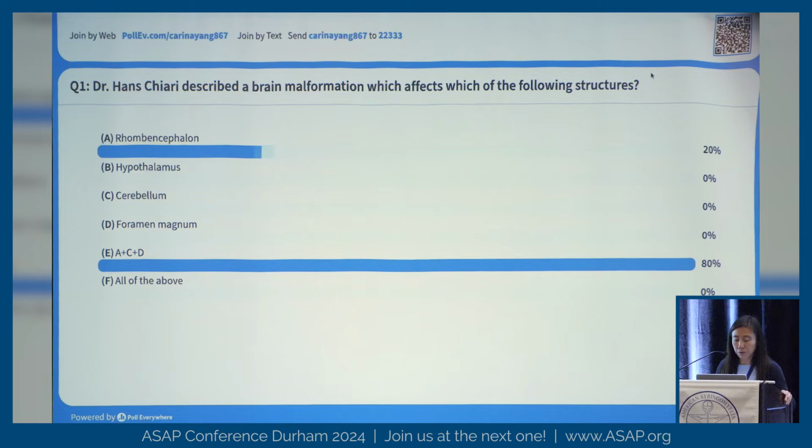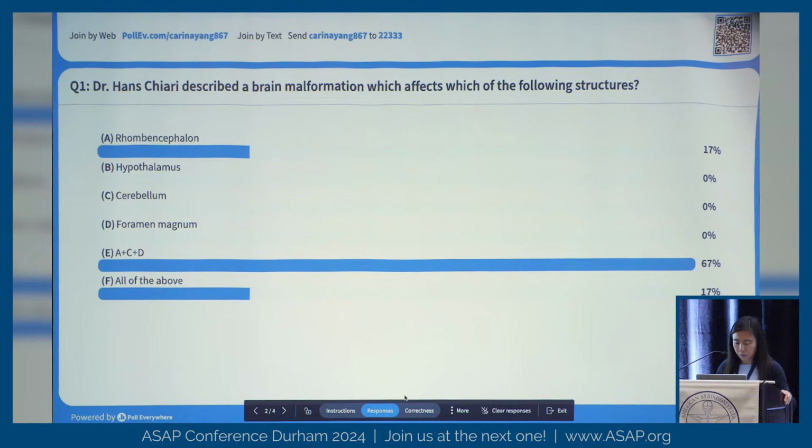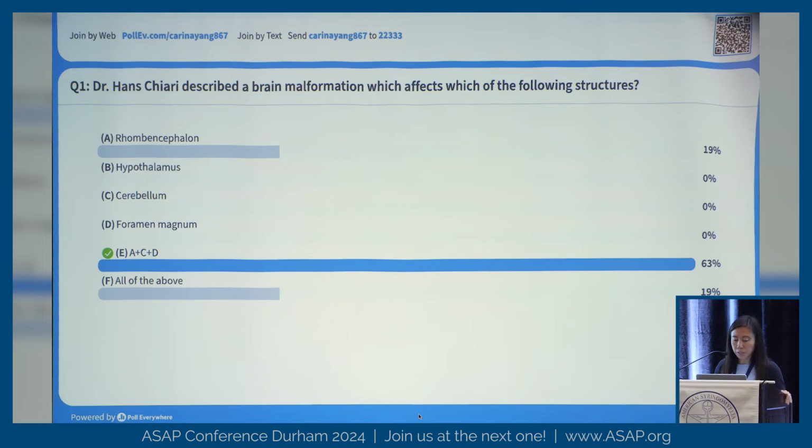So Dr. Hans Chiari described a malformation which affects which of the following structures? All right, looks like most of you have answered. Looks like the winner is the correct answer, so I'll show that there. So it's A, C, and D, so it affects the rhombencephalon. Hypothalamus has nothing to do with it. It's just a structure in the midline. I threw that in there. Cerebellum, foramen magnum.